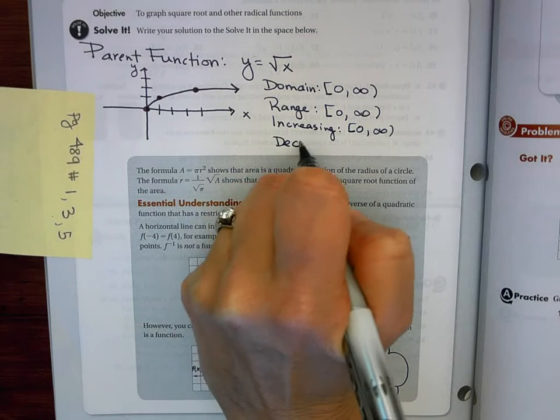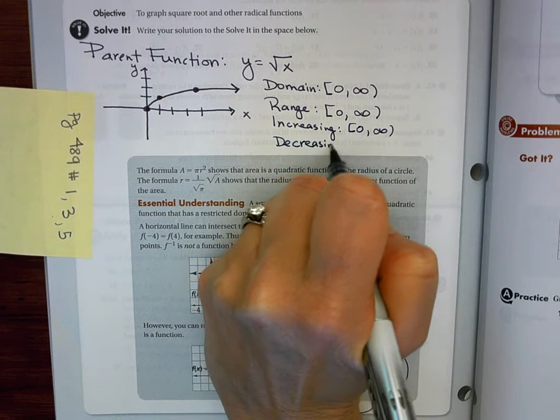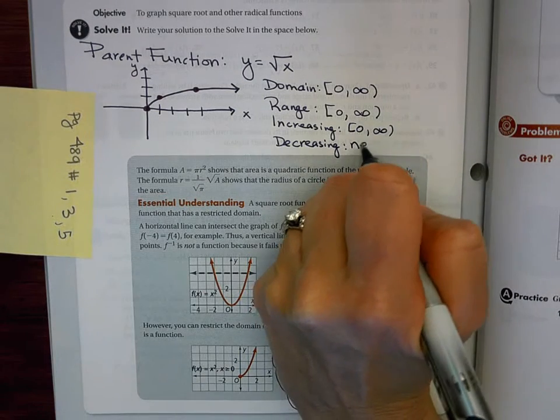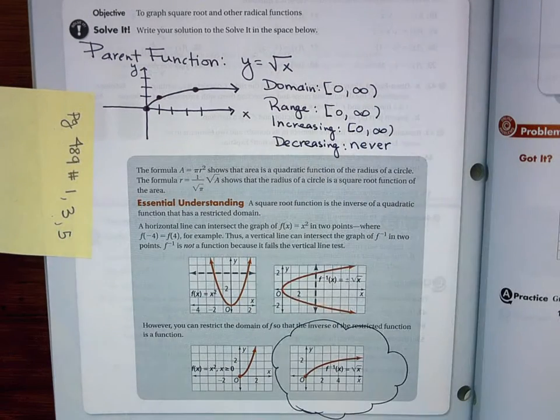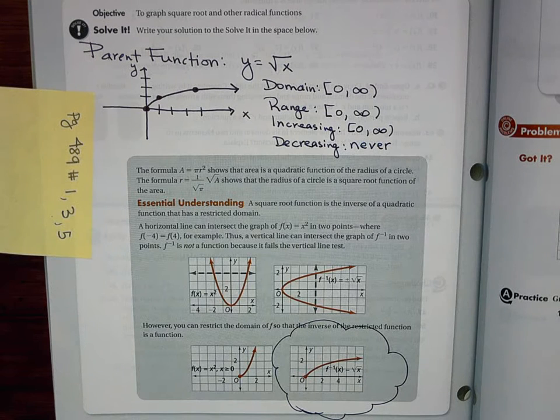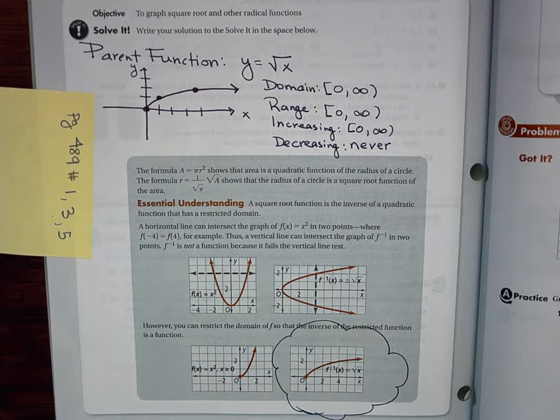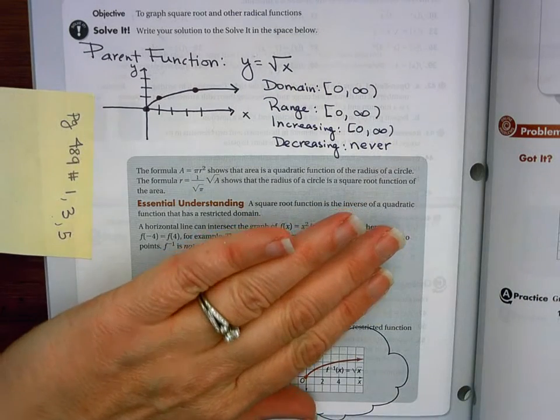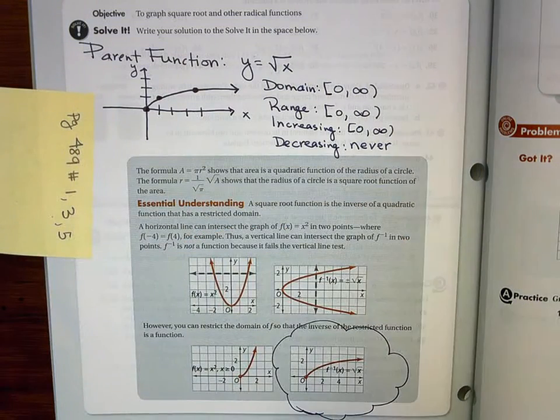So when am I decreasing? When am I going down? I'm not, right? So I just write never, or you can write no solution if you want to, but it's never decreasing, okay? Now, it doesn't mean that you'll never have a square root that will be decreasing. It just means for the parent function, we're not ever decreasing. Because remember, we can flip our graph, so if I flip it upside down, then it's decreasing, never increasing, okay? All right, so there's our parent function.